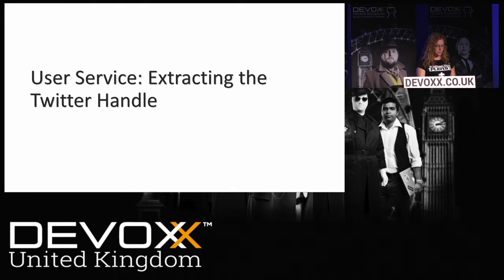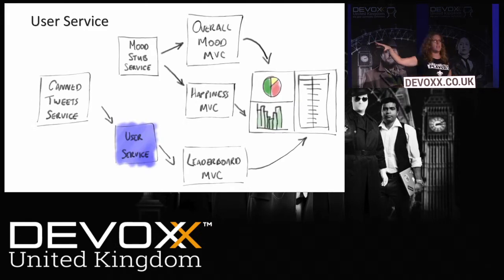So what we want to do now is replace our stub services with real services. I'm going to have a real user service, and what this needs to do is take that real tweet data and pull out just the Twitter handle from that real tweet data.